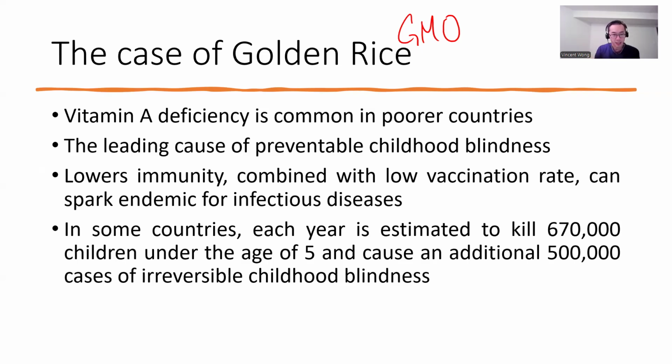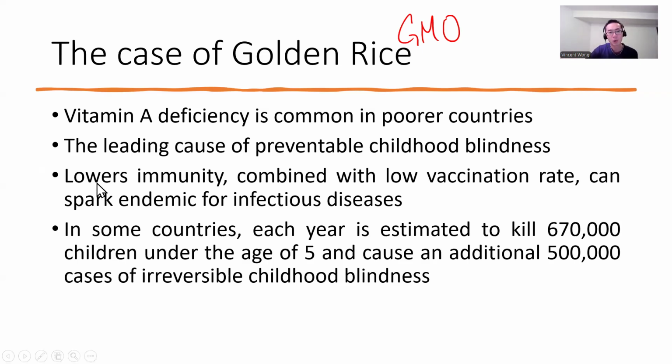So vitamin A deficiency is a common condition in low-income countries. It is the leading cause of preventable childhood blindness. It turns out vitamin A is needed to make certain pigments in the eyes that will allow you to see. And if you are severely deficient in vitamin A, it could lead to blindness quite early on in life.